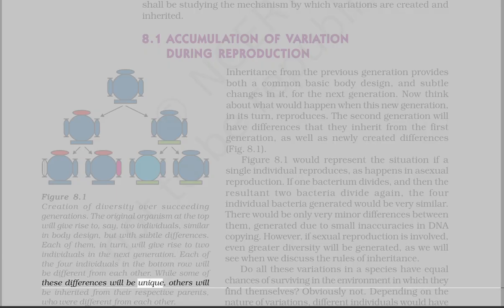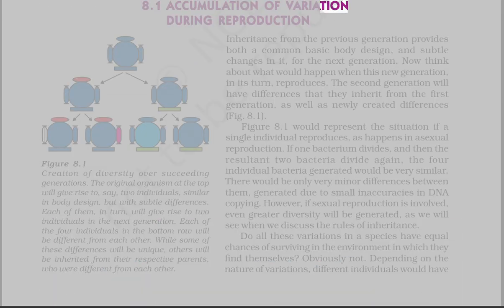While some of these differences will be unique, others will be inherited from their respective parents, who were different from each other. Inheritance from the previous generation provides both a common basic body design and subtle changes in it for the next generation. Now think about what would happen when this new generation, in its turn, reproduces. The second generation will have differences that they inherit from the first generation, as well as newly created differences.